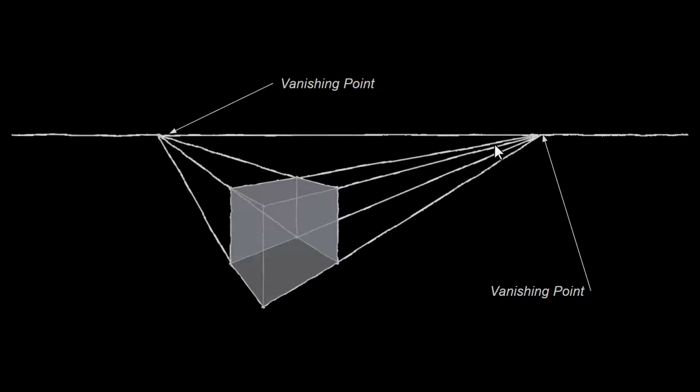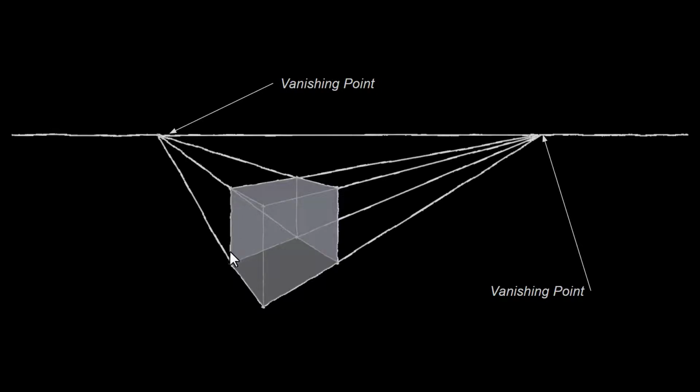So that leads us to 2-point perspective. So in 2-point, now we have 2 vanishing points, right? So we've rotated our cube in space, and now these shapes are vanishing to a single vanishing point, right?